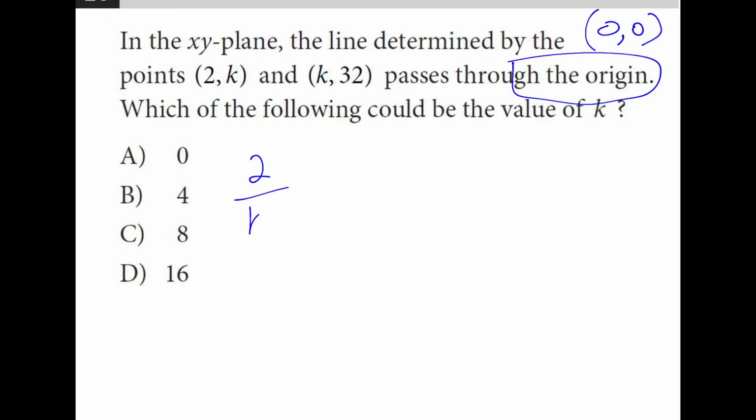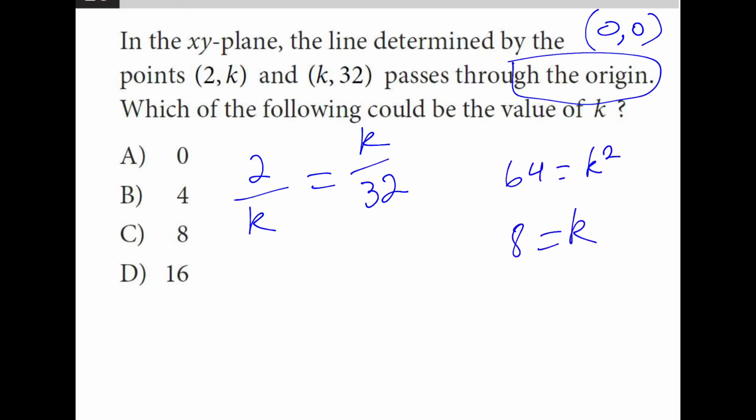So 2 is going to be proportional to k in the same way that k is proportional to 32. If I cross multiply, I get that 64 is equal to k squared, or 8 is equal to k. So (2, 8) and (8, 32) both have a slope of 4.